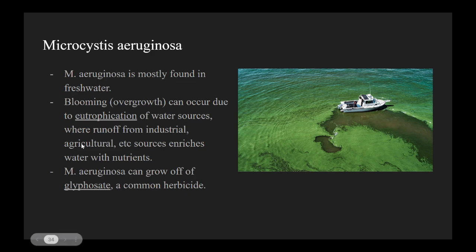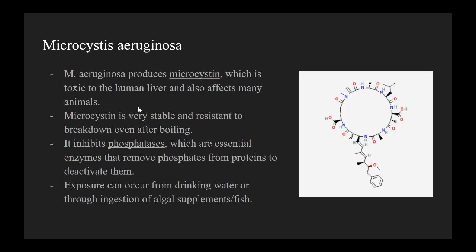Microcystis aeruginosa is shown to be very good at utilizing glyphosate, which, if you take Dr. Bishop's Africa seminar, then you will know what this is. But essentially, it's a common herbicide that kills off weeds, but it's a very good source of phosphorus for M. aeruginosa, so it can grow off of this, and it's one of the main causes for these blooms.